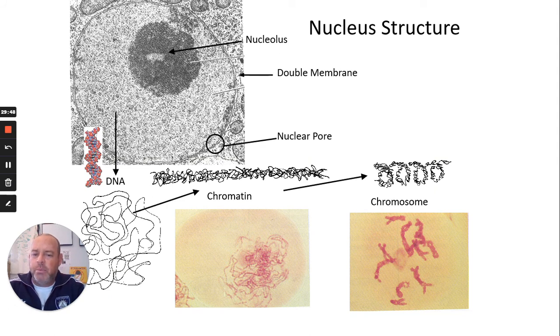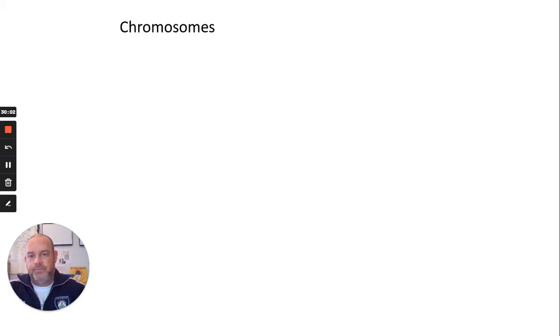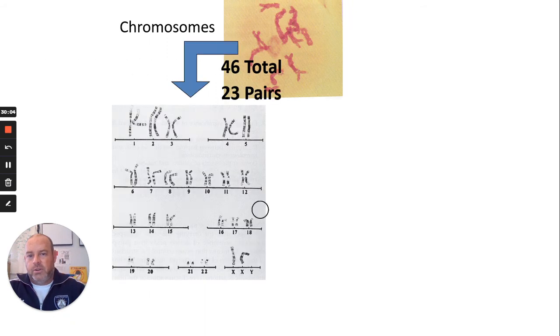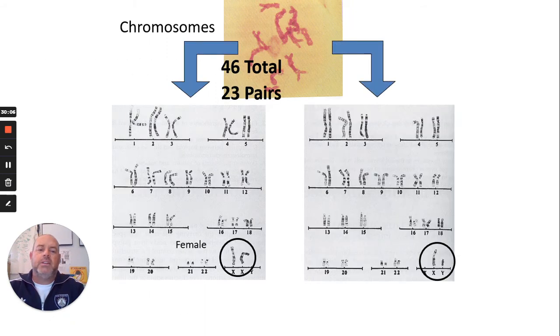And then when that starts coiling and starts looking like an old school phone cord, then you start getting what we call chromosomes. And chromosomes only coil like that when we're going to divide the cell and we need to move the DNA around. So if we were going to be doing that, here's what something might look like. We do have 46 total chromosomes in the human, which would be 23 pairs.